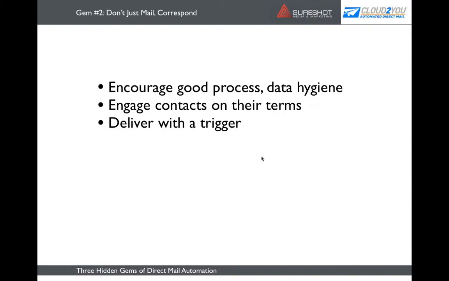Excellent. So that's gem number 2: don't just send mail. Don't just push stuff out to people and hope it hits, but rather correspond. Leverage the information that you have and that you've tried so hard to gather, with progressive profiling, another aspect that Eloqua speaks about a lot, and leverage that into your direct mail experience.